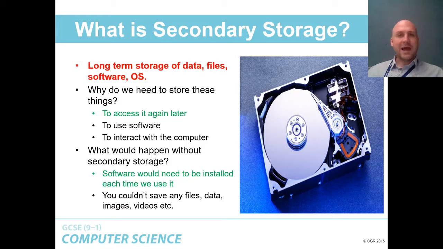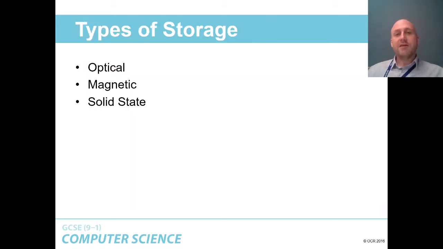When you download an app from the App Store or iStore or whatever, it gets stored on your secondary storage on your phone. When you install a game from a disc on your Xbox or PlayStation, whatever, it gets stored on secondary storage. Okay? So without it, we wouldn't be able to use computers properly. So there are three main types of secondary storage at the moment. There's optical, magnetic, and solid state.